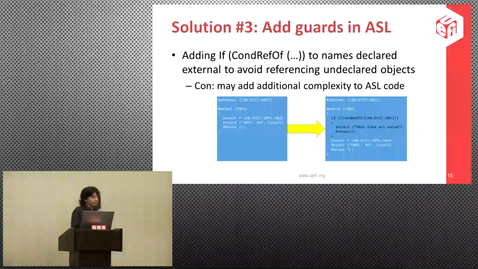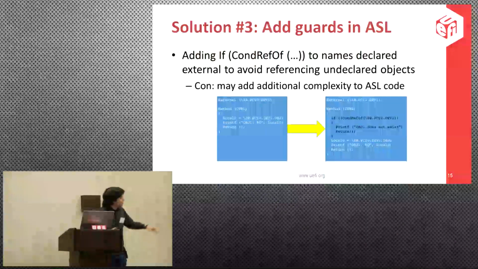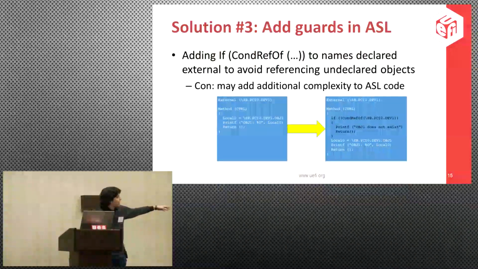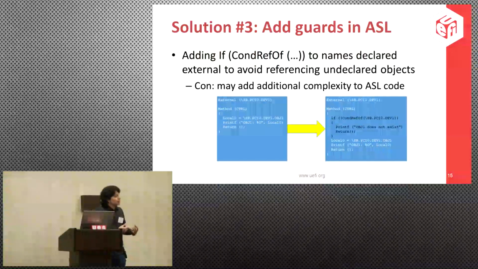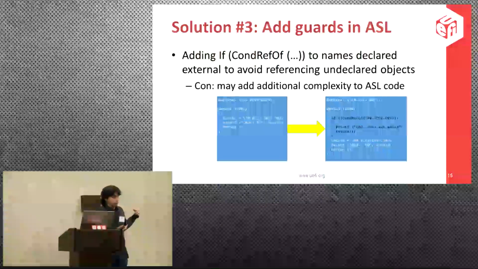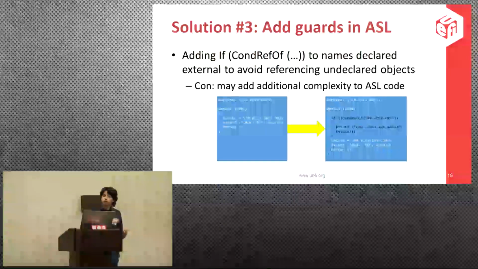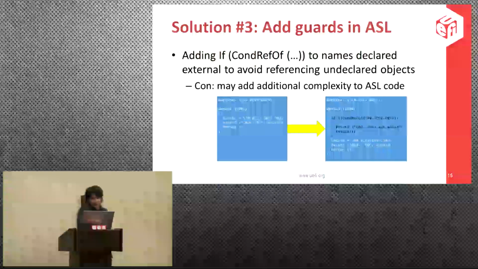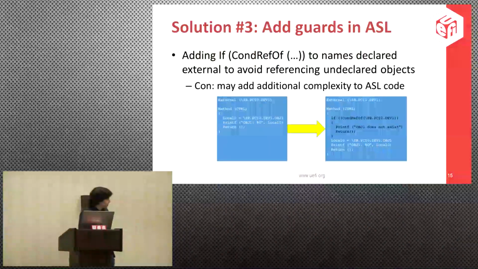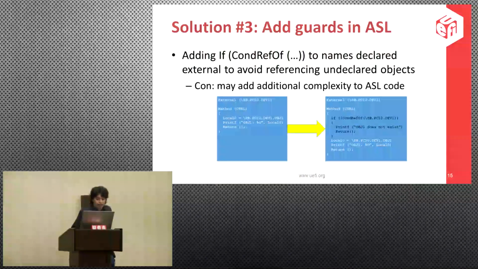However, it adds complexity to the ASL code. Maybe we have to take care of an else case as well for any sort of control method. Maybe certain methods should not be exposed or exist if some variables do not exist. So although this is a valid solution, it might not work for any arbitrary case.